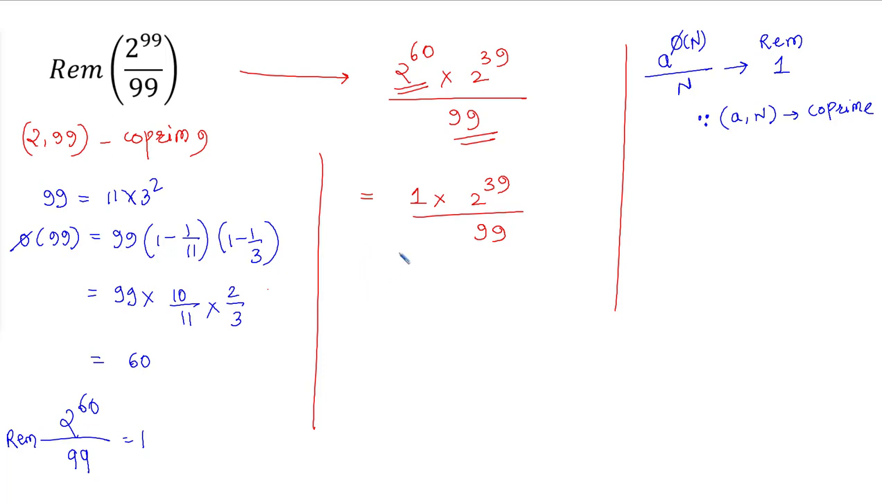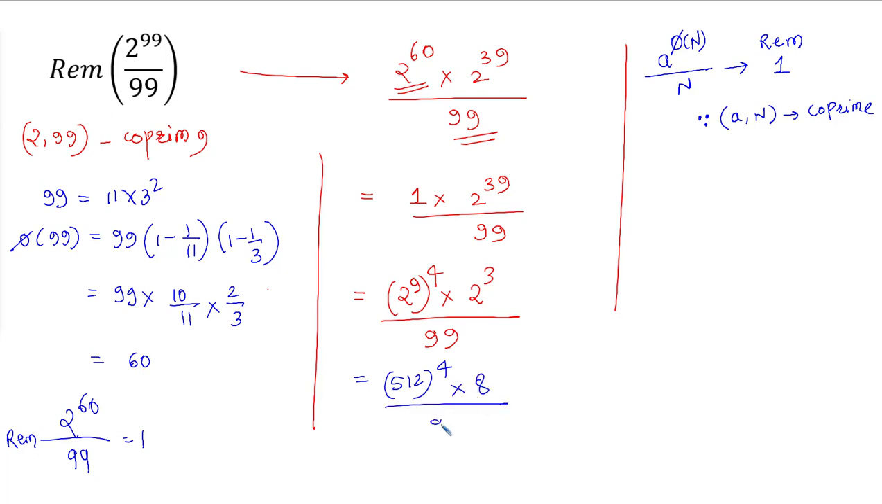So after this we cannot use Euler method. So 2 to the power 39 divided by 99 we can solve manually. 2 to the power 39, I can write it as what? Tell me. I can write it as 2 to the power 9, bracket to the power 4, into 2 to the power 3. You can split it in any way. Now 2 to the power 9 is equal to 512, to the power 4, into 2 to the power 3, which is 8, divided by 99.